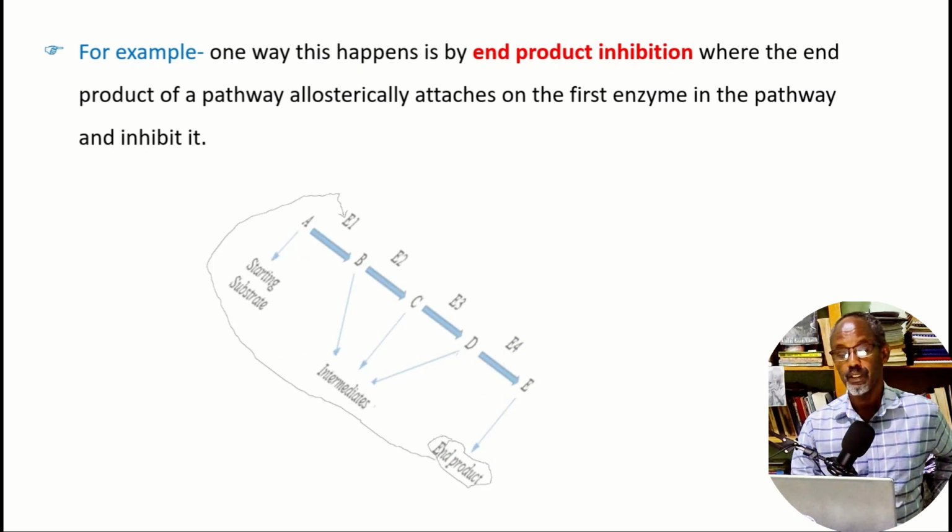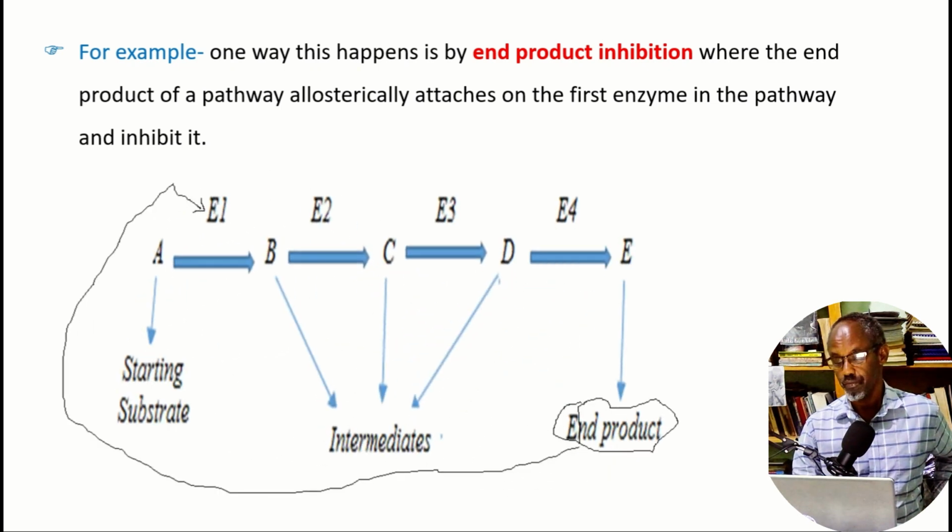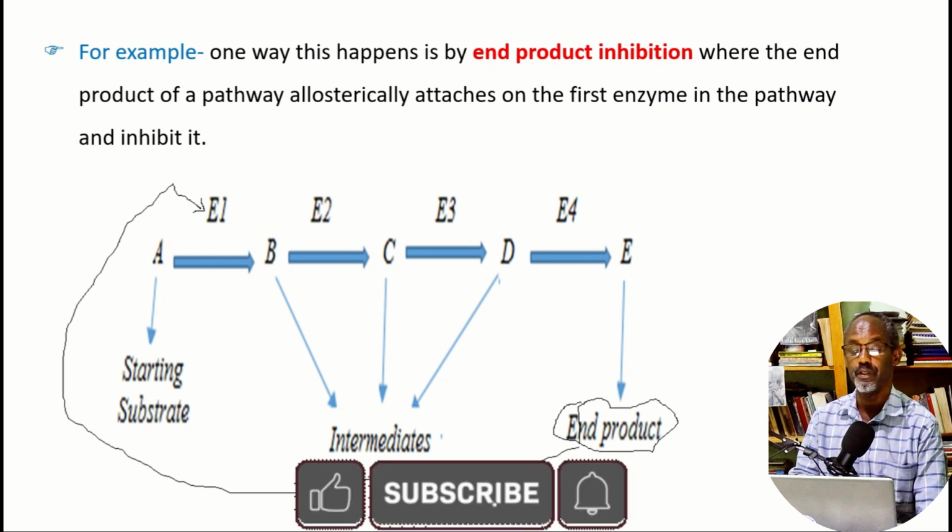This can be described by this diagram. You can see here, the end product is E. When the cell is not using E, E should not be overproduced and accumulate inside cells. So the E, the end product, attaches to enzyme 1 in its allosteric site and inactivates it so that the whole pathway stops.